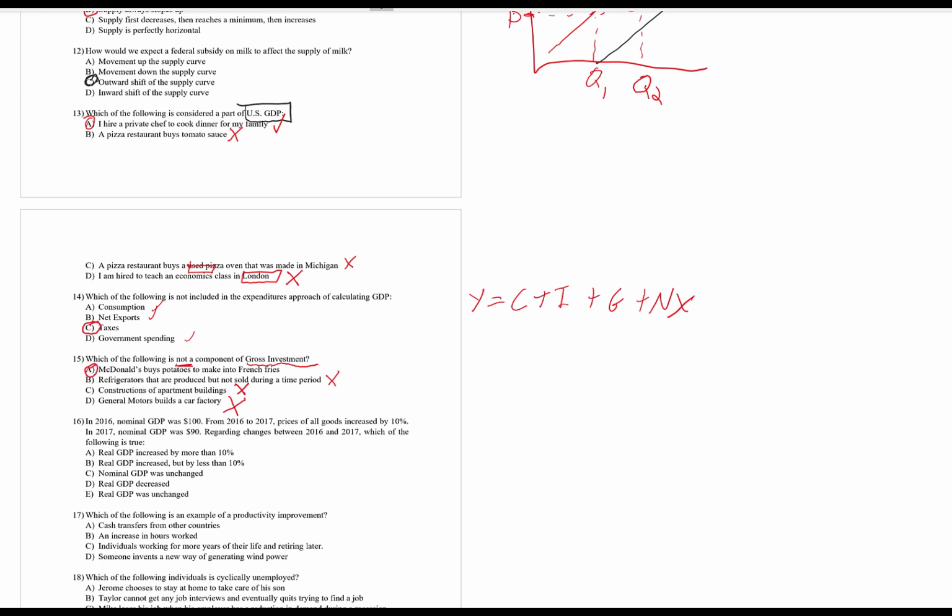The potatoes that McDonald's buys, that's an intermediate good. So it's not going to count as investment. Once the fries are sold, those French fries are going to count towards GDP as part of consumption.